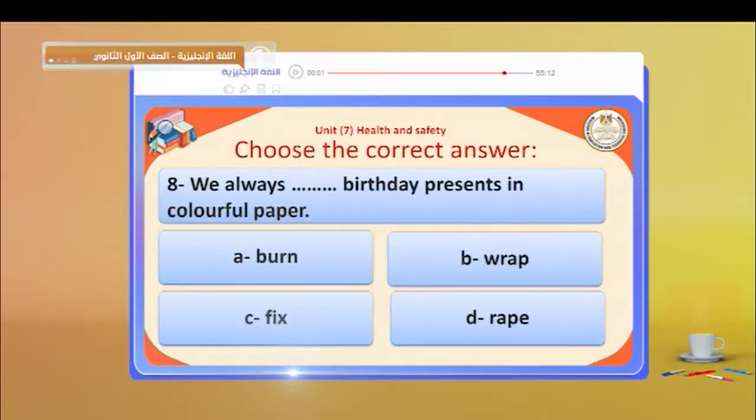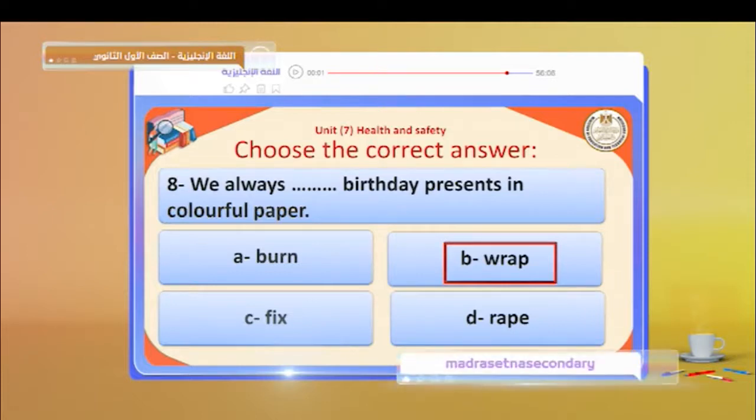Question number 8. We always birthday presents in colorful paper. Here we want to say that we cover the present in colorful paper. So what is the synonym of the word cover? To cover the present with colorful paper means to burn, wrap, fix, or rape. Of course, it's the word wrap.